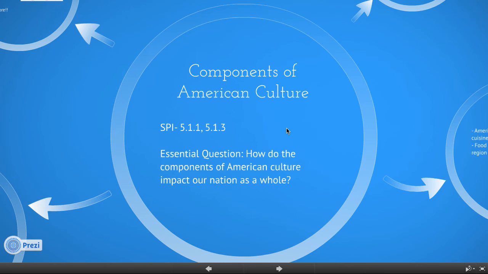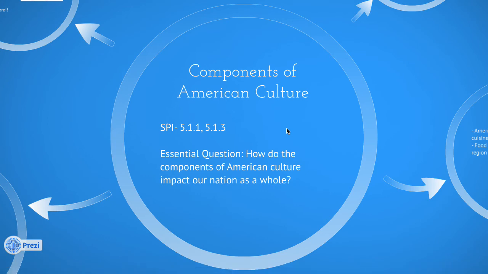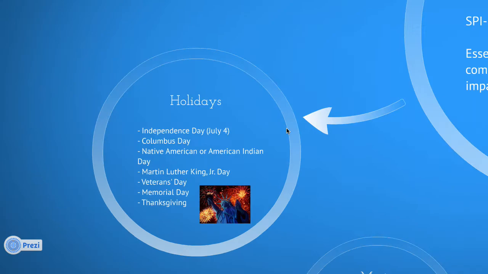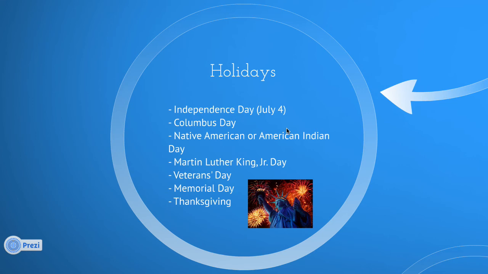So this is just going to be really quick, so feel free to pause, rewind if you need to if there's something you don't understand. The first component of American culture that we're going to learn about is holidays, and these are national holidays. That's different than religious holidays like Christmas and Easter and so forth. The first one is Independence Day. This is the day that the Declaration of Independence was signed, July the 4th, 1776. We will learn about that a little bit later on.